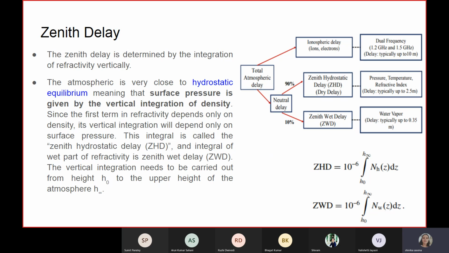So ZHD, that is the vertical integral, zenith hydrostatic delay, and the integral of the wet part of the refractivity will be represented by the zenith wet delay. Vertical integration needs to be carried out from height h0 to the upper height of the atmosphere, h infinity. These two heights are represented in the equation on the right hand side. h0 is the height near the Earth's surface and h infinity is the top of the atmosphere.